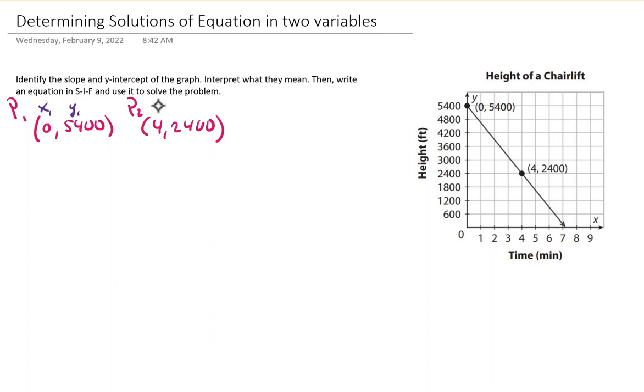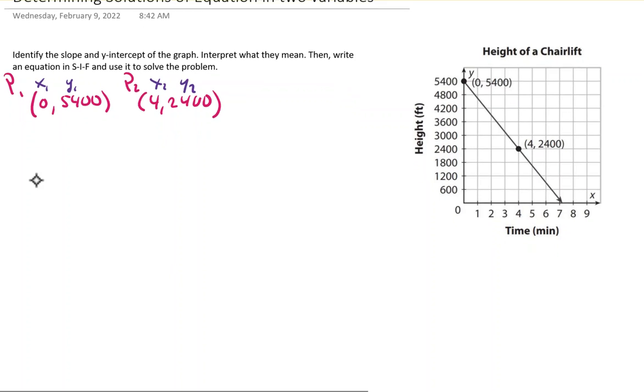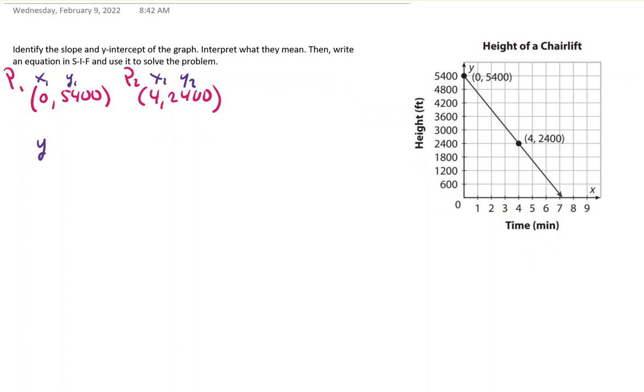Which means we are given x1, y1, x2, y2. And I can pretty much tell you, anytime they give you 2 ordered pairs in any form or fashion, just go ahead and find the slope. You're going to need it. So here we go. We're going to find the slope: y2 minus y1 over x2 minus x1. So y2 is 2400 minus 5400, over 4 minus 0.